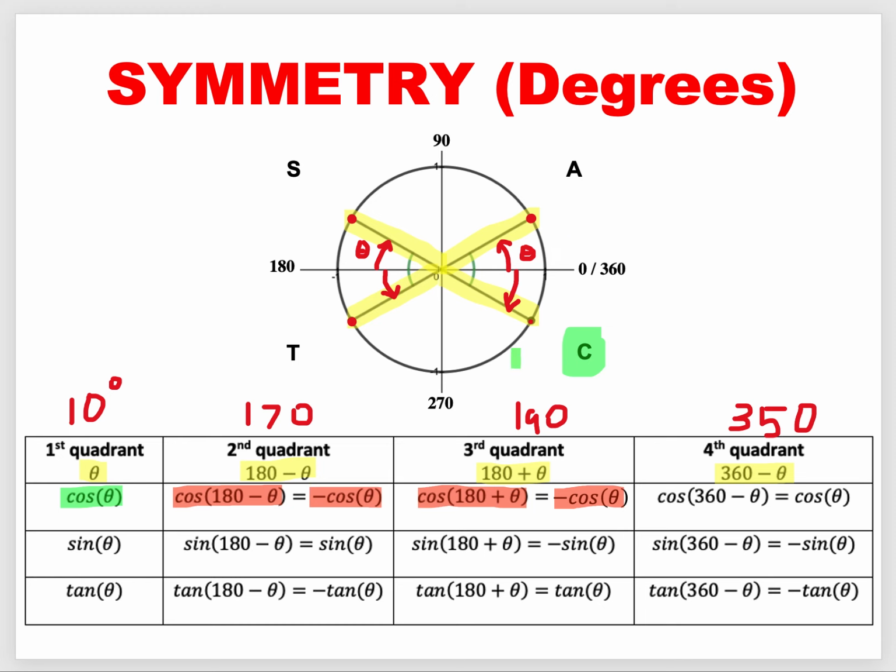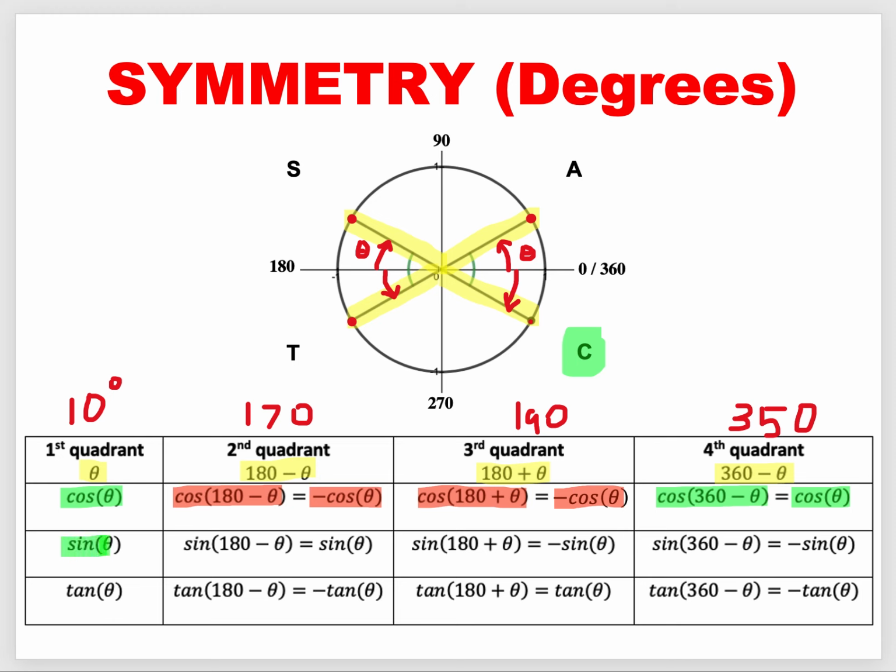that was our all stations to Croydon. So cos of our fourth quadrant angle, cos of 360 minus theta, is actually equal to cos theta, but it stays positive, okay, because in the fourth quadrant cosine's positive. And you can then just repeat the process for sine and for tan.